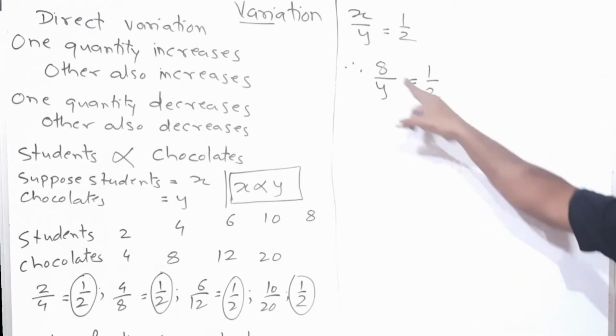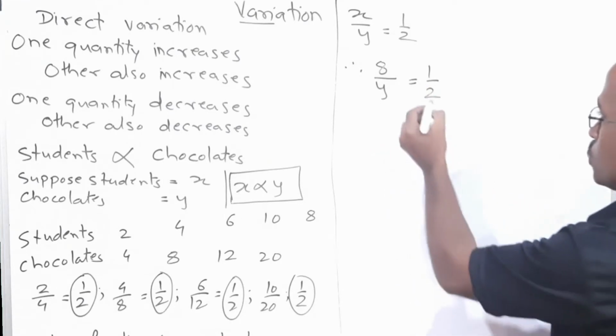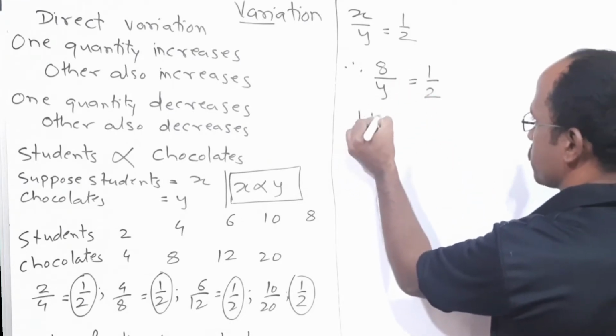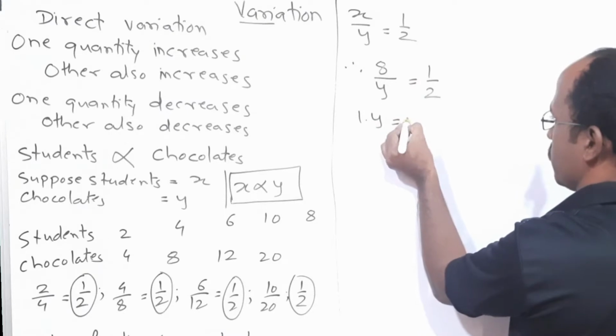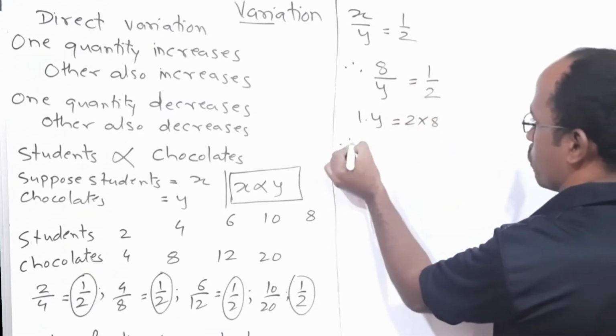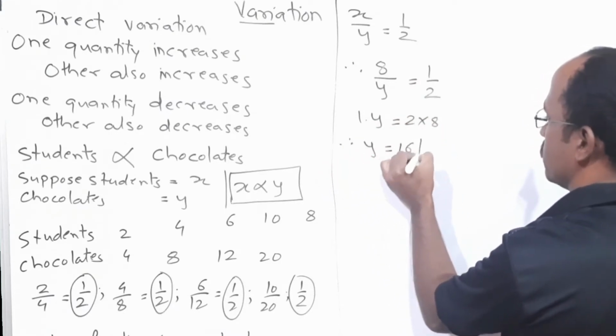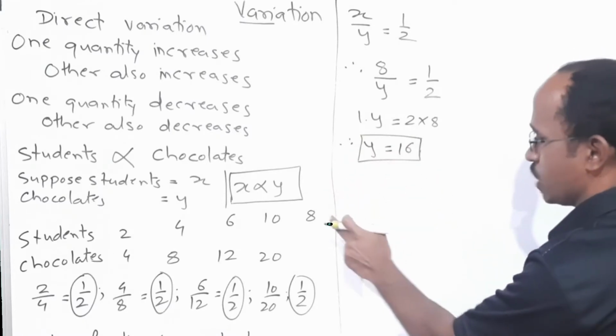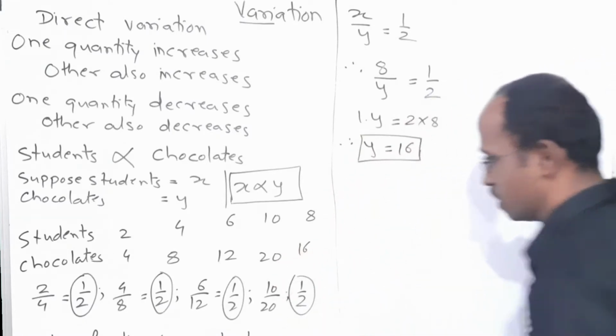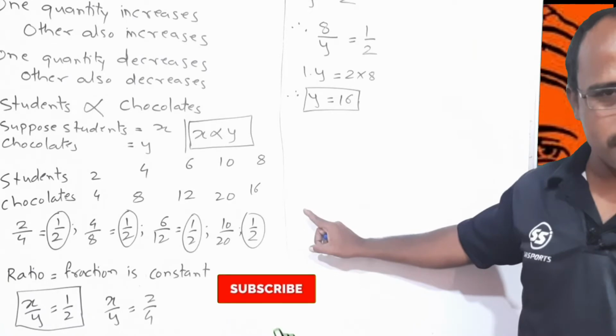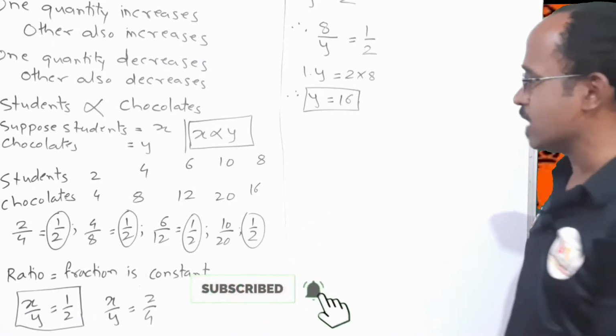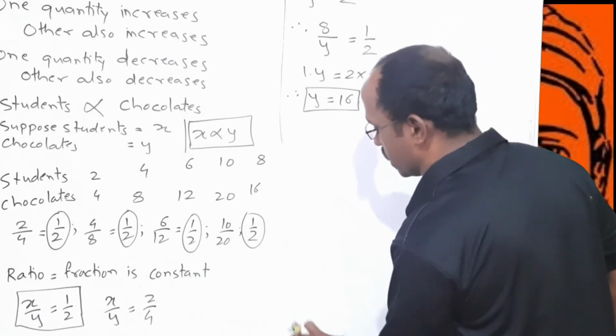So what we have to do? Do their cross multiplication, which is equal. So 1 into y is equal to 2 into 8. Therefore y is equal to 16. Finish. 8 students will require 16 chocolates. Isn't it easy? It's super duper easy, students. Let us see one final example for the given table.